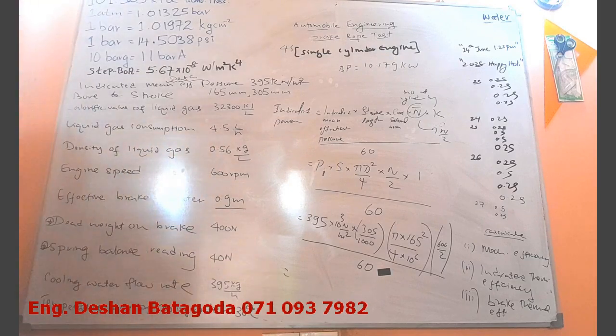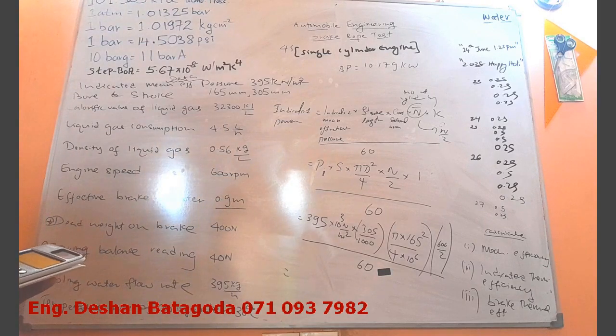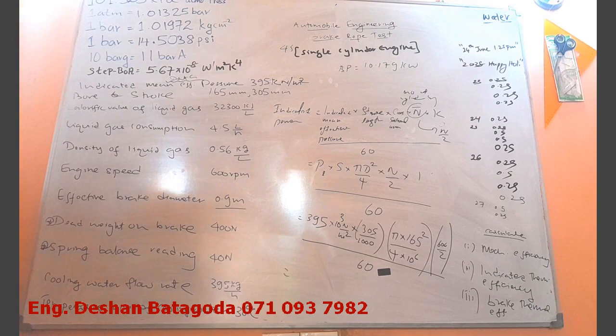So now let's take the calculator. Now simplifications we have to do. 395 times 10 to the power 3, times 305 divided by 1000, multiplied by pi multiplied by 165 squared, divided by 4, divided by 10 to the power 6, multiplied by 600 divided by 2 divided by 60.